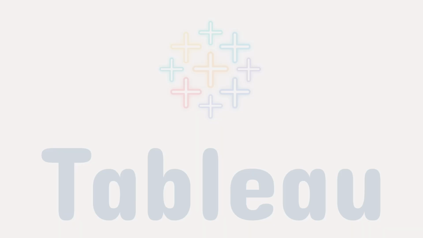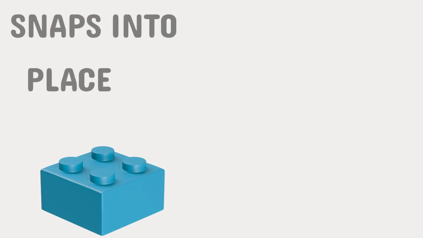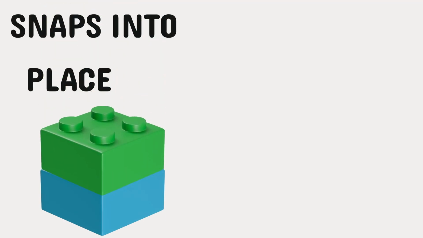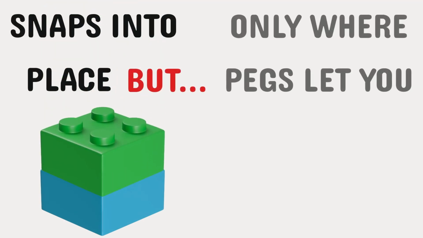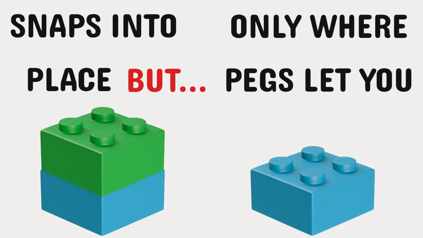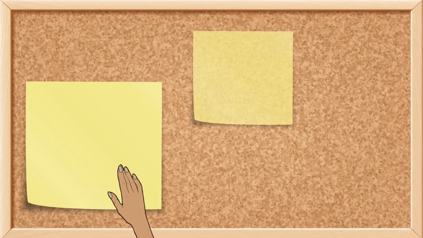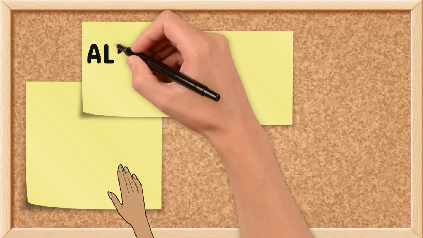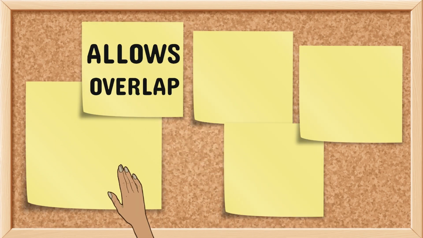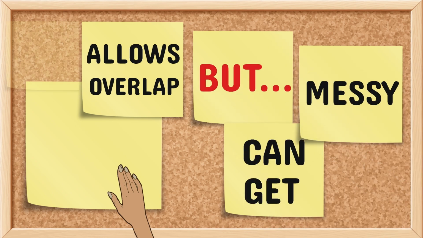In Tableau, tiled is like building with Legos. Everything snaps into place. It's structured in a line, but you can only do it where the pegs let you. So if something doesn't fit perfectly, it breaks. Whereas floating is like sticking Post-it notes on a wall. You can put them wherever you want, it's total freedom, and it even allows for overlapping. But it can get messy real fast.